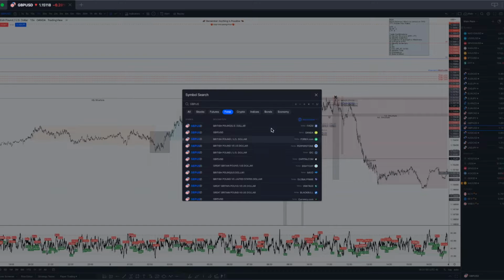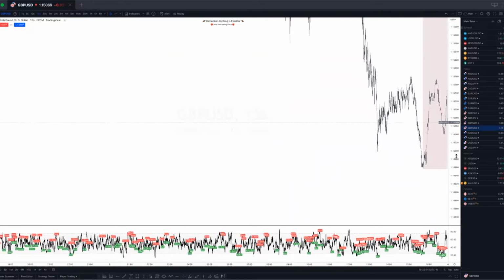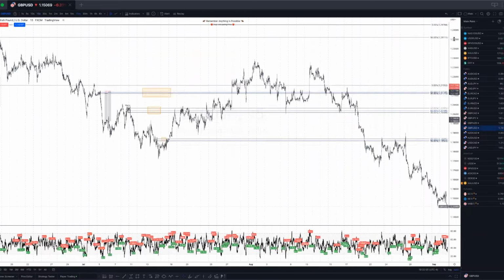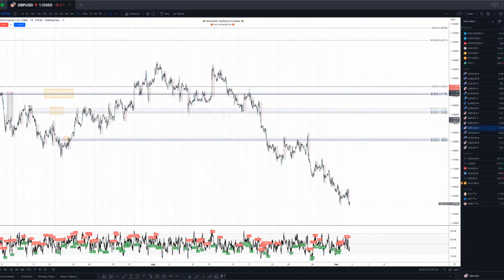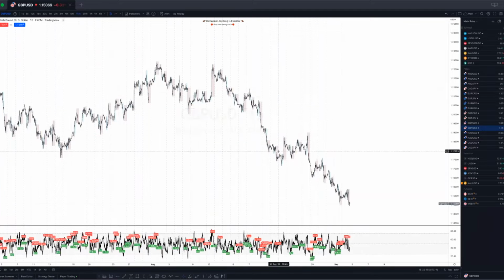Forex. Sure. We're gonna go with remove two drawings, not the indicators.